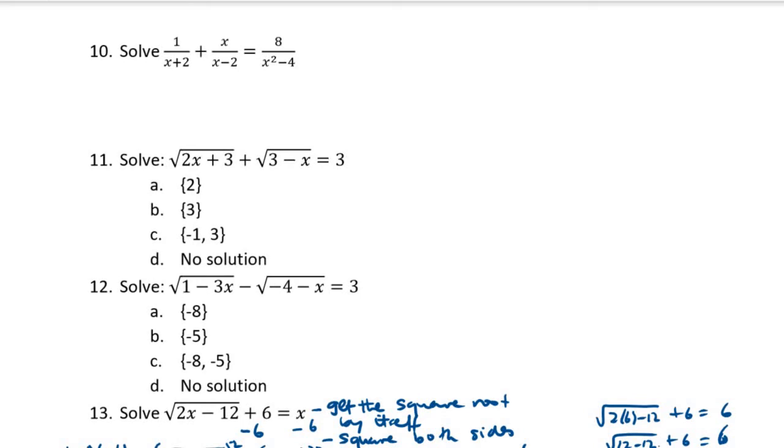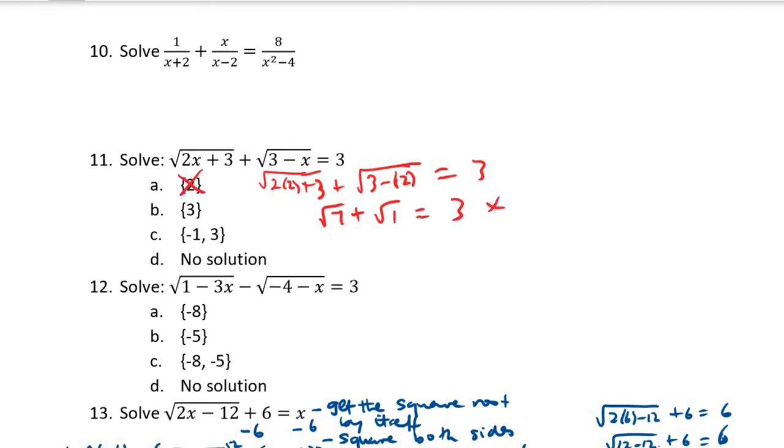For number 11, you want to test each of them for validity. Is 2 valid? Let's see. You do the square root of 2 times 2 plus 3, plus the square root of 3 times 2 minus 2, equals 3. Let's see. 2 times 2 is 4, plus 3 is 7. So the square root of 7 plus the square root of 1 equals 3. That is not true. That's false.